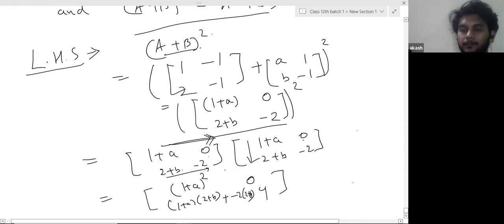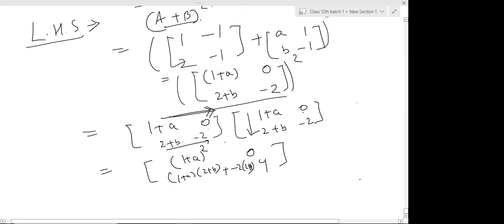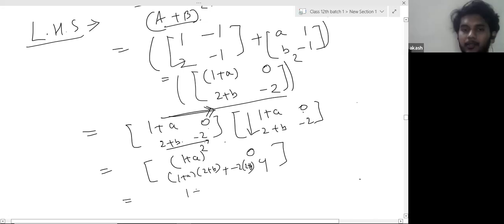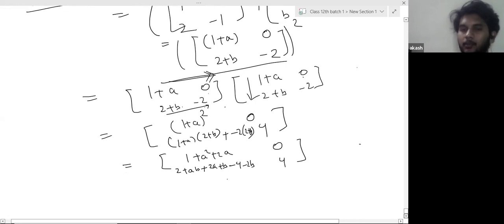Is this thing clear or not? Yes, sir. Yes. All right. Shekhani? Yes, sir. All right. So this we can write, this is 1 plus a square plus 2a, 0. And this is 2 plus ab plus 2a plus b, and minus 4 minus 2b, and 4. Right? You can simplify further, but I don't think that there is any need.